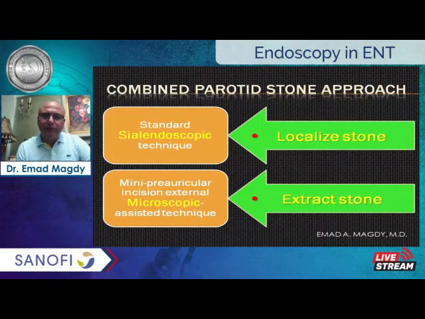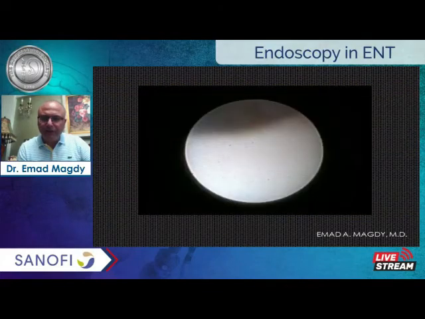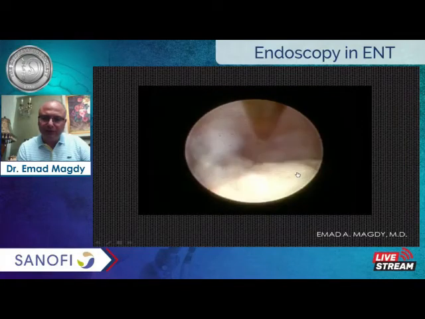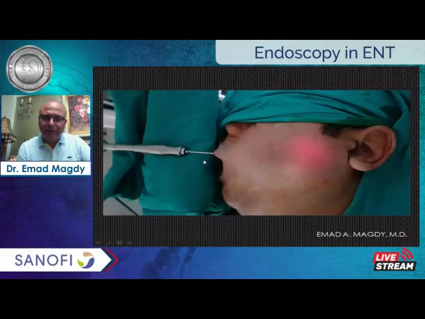By using this combined approach, you first localize your stone by a standard sialendoscopic technique, and then extract your stone using an external approach. For the parotid, you can use a mini periodical incision external approach with microscopic assistance. So first, you localize your stone using a sialendoscopy technique. You can see here, this is the stone, and you're localizing your stone. And then after that, you leave your scope in and you follow the light. The light guides you where the stone is and where your scope is.